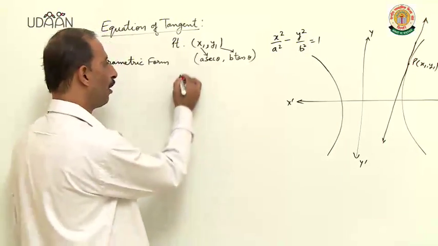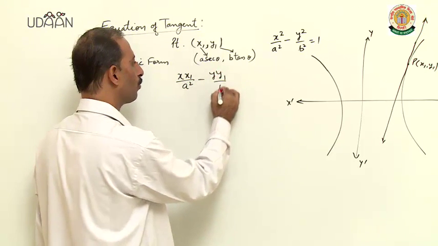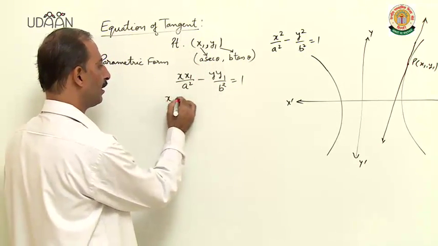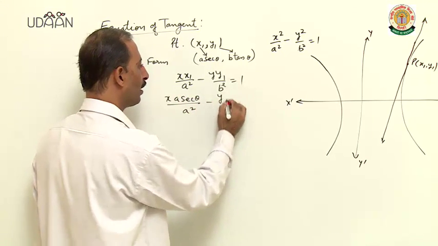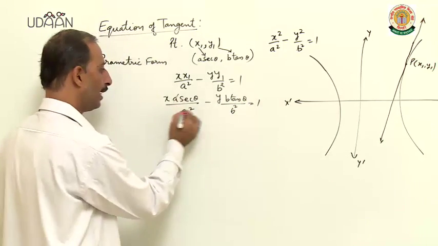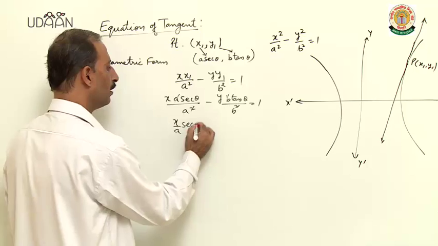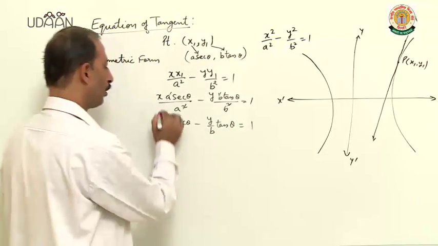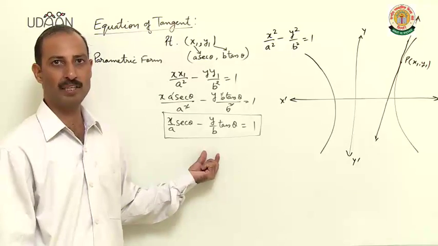So do you remember in point form, equation of tangent was x x1 upon a squared minus y y1 upon b squared is equal to 1. Now x1 replaced by a sec theta. You can see, children, what is the change now? In place of y1 put b tan theta. So you can cancel a squared, b and b squared. So you will get x upon a into sec theta minus y upon b into tan theta is equal to 1. This is known as equation of tangent in parametric form.